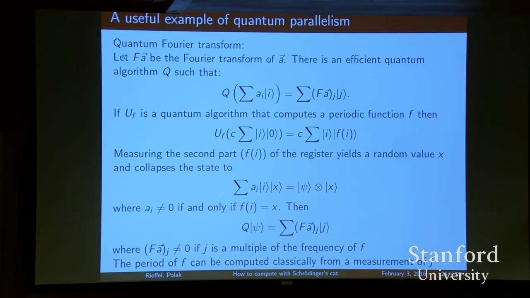But what we can do is measure the second part of this register, the f sub i part. If we do that, we get a random value, we don't know what we get, anything that's in the range of f. But the state collapses into something interesting. The state collapses into a superposition of all basis vectors here, where most coefficients are 0, and the coefficients are non-zero only if f maps i into x.